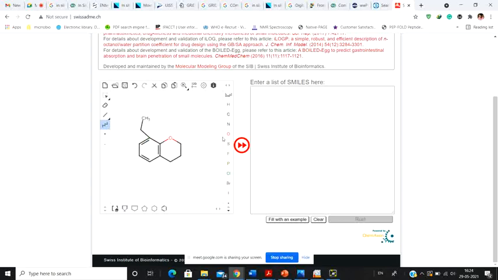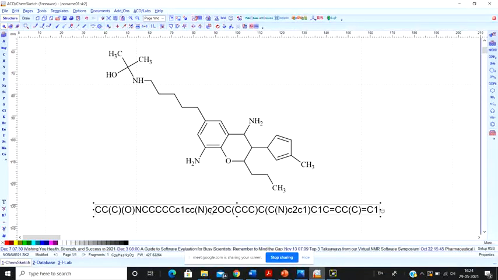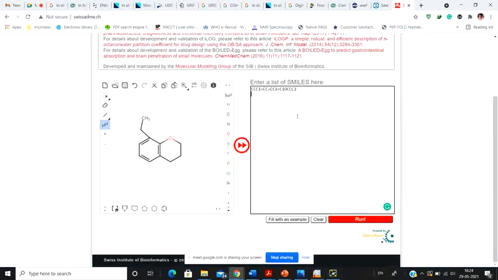And after you have drawn the molecule, click on this middle mouse button. It's going to enter the list of SMILES here. Apart from that, you can simply copy the SMILES from your molecule, because this particular software is much easier to draw in. You can copy the SMILES and paste it into this particular channel here. So I have pasted it. After you paste it, simply click on run.